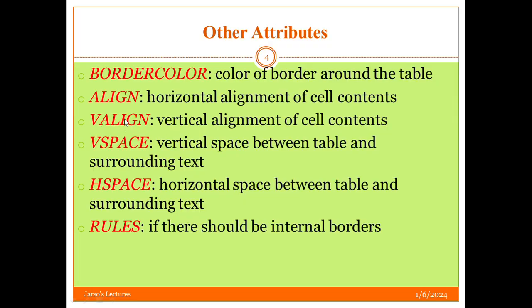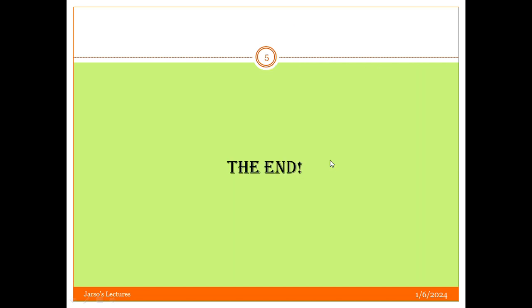And this is also to set the vertical alignment. Here is vertical space, horizontal space, and the rules are there for defining the internal borders of our tables. Those are all the attributes that we can define on the table. Bear in mind, this is not for the table heading or the table data, but for the table. They are defined within the table opening tag, since it is a container tag.